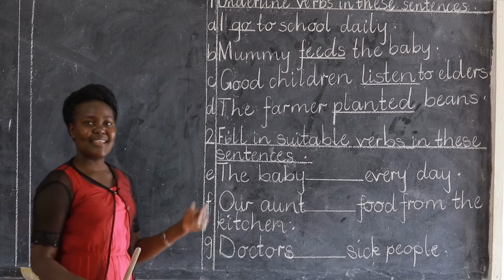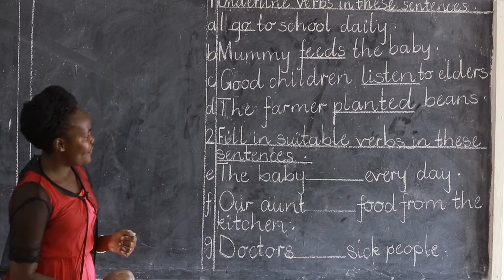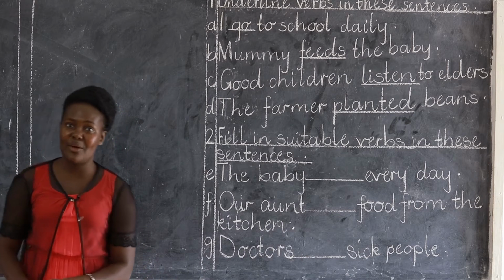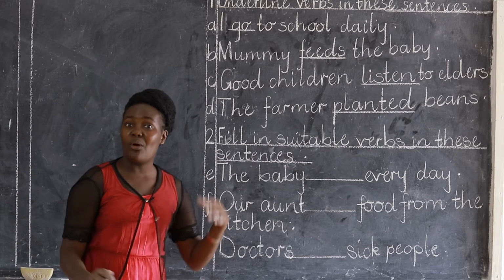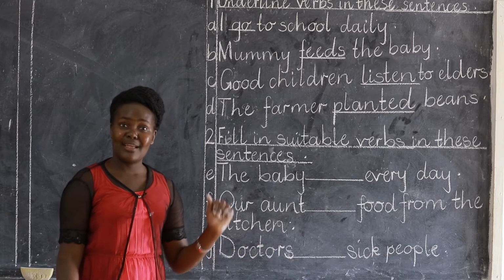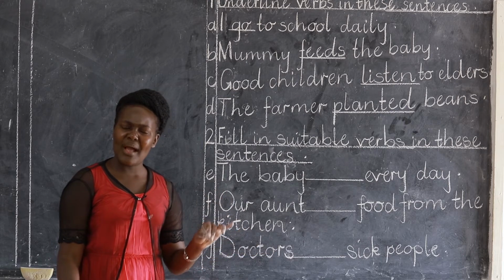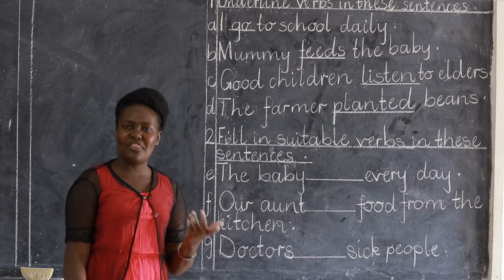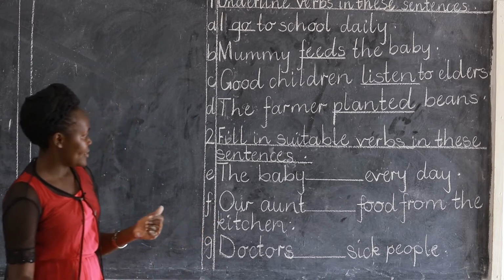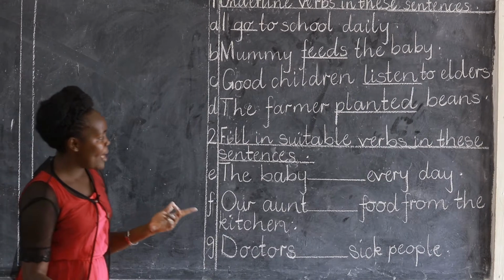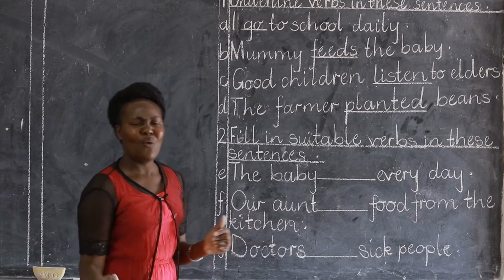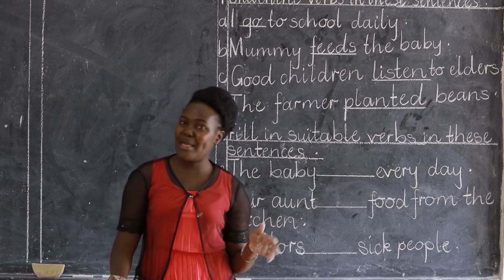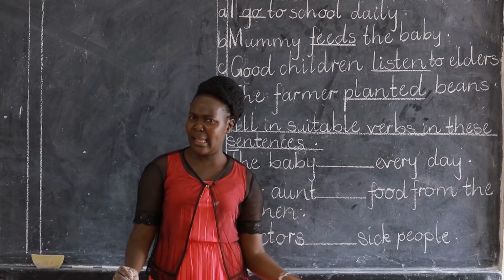The next instruction reads, fill in suitable verbs in these sentences. What are you going to do? Fill in suitable action words, the doing words. As long as you see that it fits, it matches with the sentence given. The first sentence reads, the baby dash every day. What does the baby do? It can be cry. The baby cries every day.